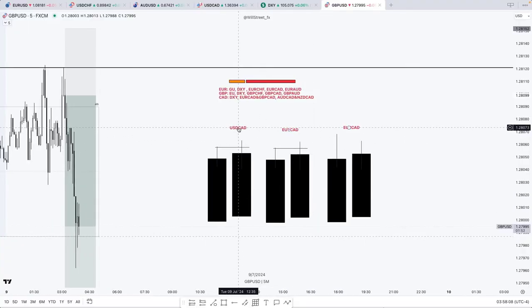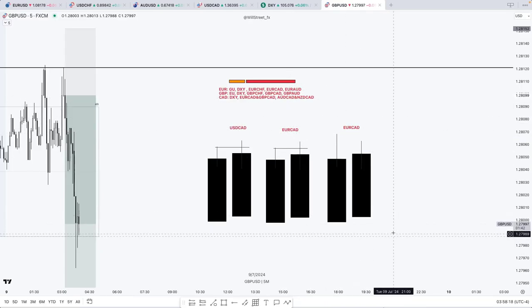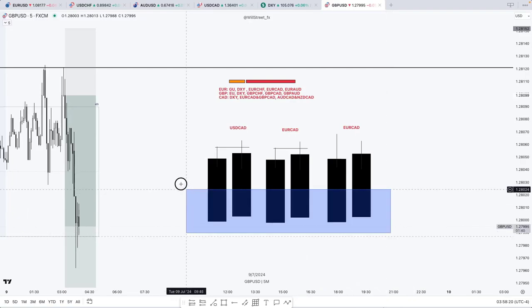That could be Euro, GBP, DXY. That could be AUDCAD, that one, and USDCAD for instance. You already know, okay?